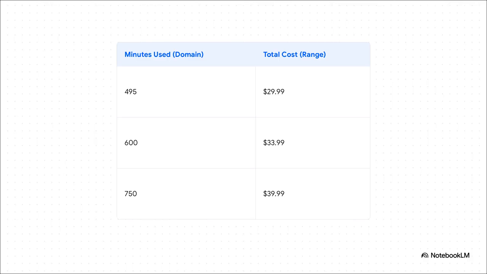And check this out. This table shows that rule in action. See? At 495 minutes, the cost is just that base rate, $29.99. But as soon as you go over that, look what happens. The cost starts to go up. The minutes you use, our domain, are directly changing the total cost, our range.